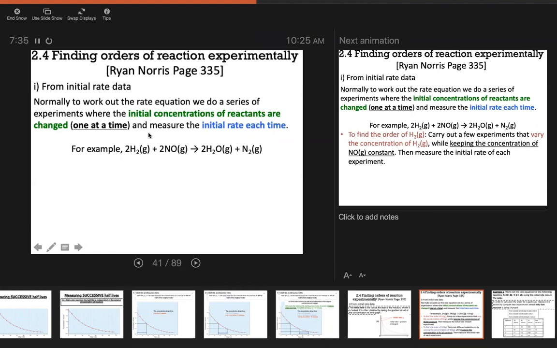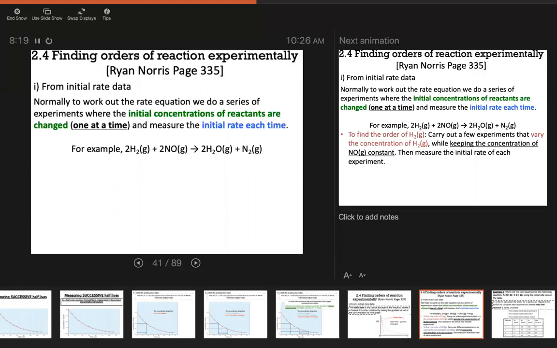We do a series of experiments where the initial concentrations of reactants are changed one at a time, and then you measure the initial rate. Now let's use this reaction, for example, where hydrogen gas reacts with nitrogen monoxide. The question wants you to come up with the rate equation. In order to know the rate equation, you need to know the order with respect to each reactant first. What is the order of hydrogen? What is the order of nitrogen monoxide? They do not have to have the same order. They can have the same order coincidentally, but you need to investigate one by one.